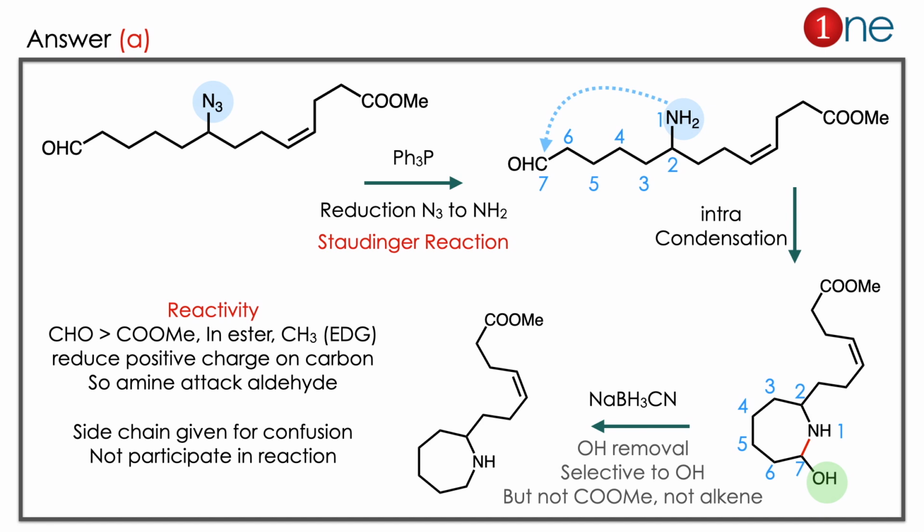Here you have to learn two things. One is the Staudinger reaction. The Staudinger reaction converts N3 to NH2. Then you have to know sodium cyanoborohydride, which is a cyanide derivative of sodium borohydride. It will only remove the OH from the system. It will not disturb CO2Me or alkene there.